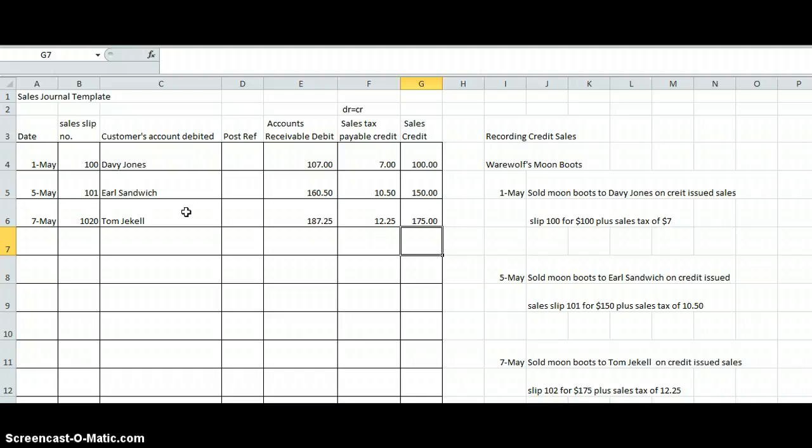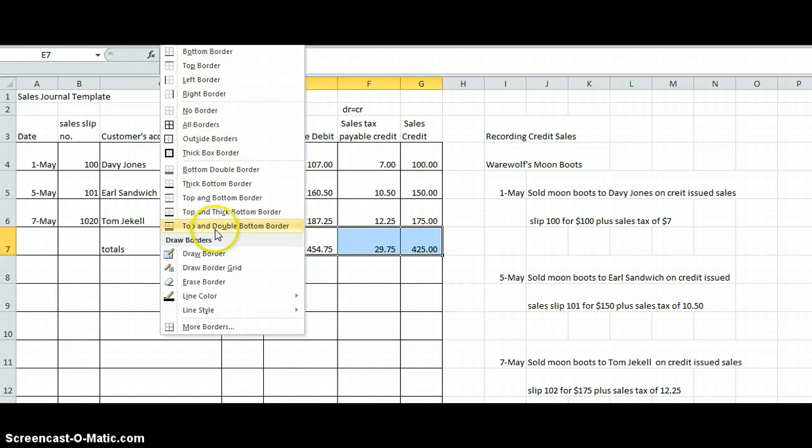When you are finished with a sales journal, when you get to the end of the page, what you want to do is total it up. So we will total the accounts receivable debit column and the sales tax payable credit column and the sales credit column. We'll find the final totals for all of those, and then we will come over here and type in the word total. And this would be at the end of the month or the end of the page, whichever came first. And you would show your single line and your double lines to show that you're finding totals for the page.